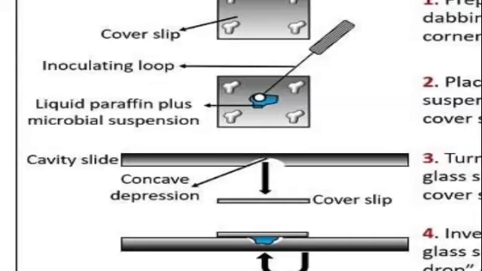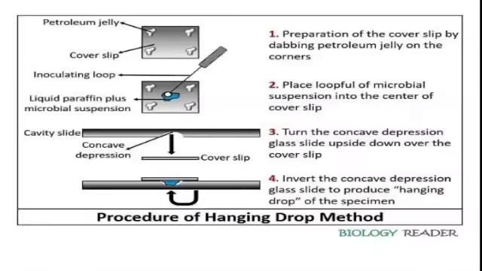So we apply petroleum jelly on the 4 corners, and in the middle you apply liquid paraffin, and then with the help of the inoculating loop you will add the microorganism, and then you will take a concave depression slide. This is a slide, and in the middle of the slide you can see the concave depression, and you will cover it on top of the cover slip. Clear? So what we do is preparation of the cover slip by dabbing petroleum jelly on the corners.